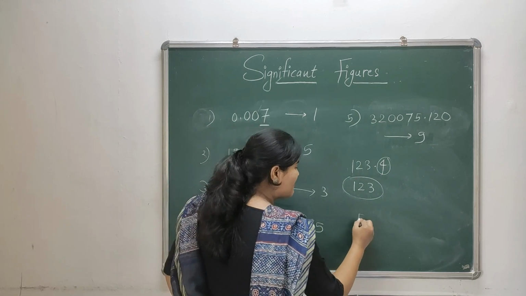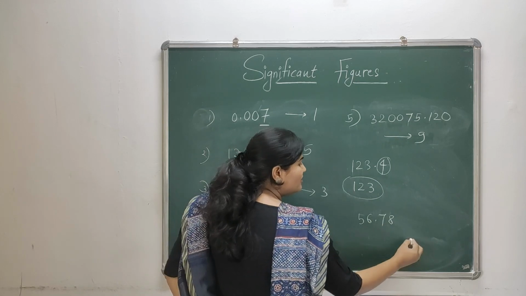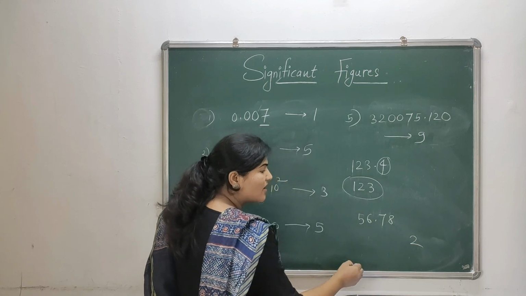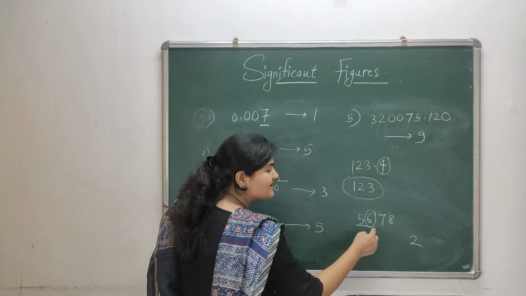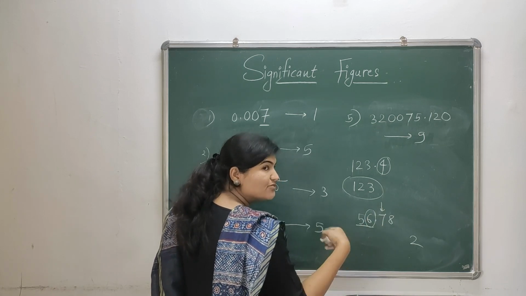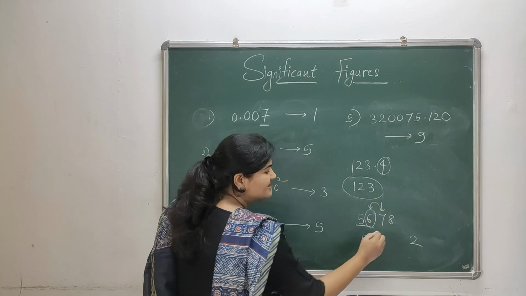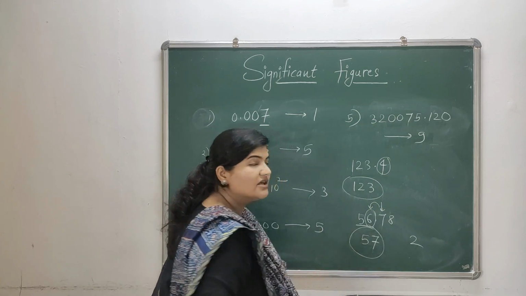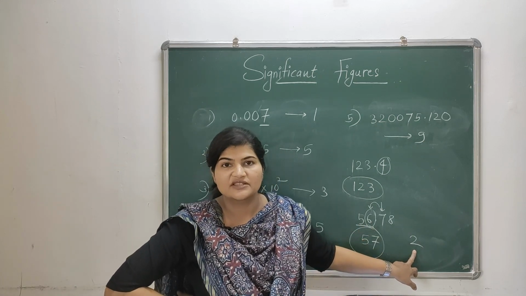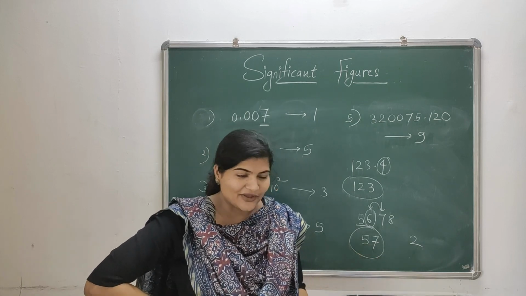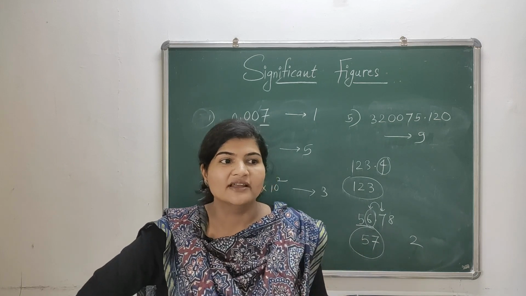Another example, suppose I am having 56.78 and I have to round it off to 2 digits. Then how will I do it? What are the 2 digits? 5 and 6. So what will we do about 6? It will be decided by 7. 7 is more than 5. So we have to add 1 to 6. So it becomes 57. So this is my rounding off for this number to 2 digits or 2 significant figures. I hope you're understanding. Okay. So this is all about significant figures and rounding off.